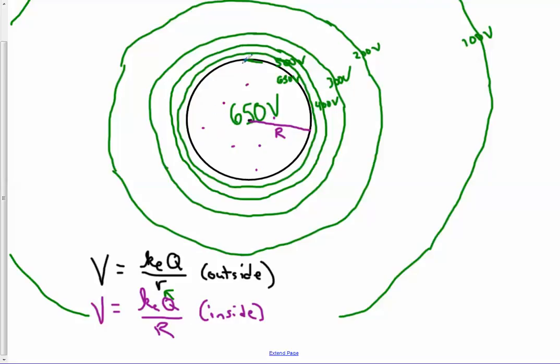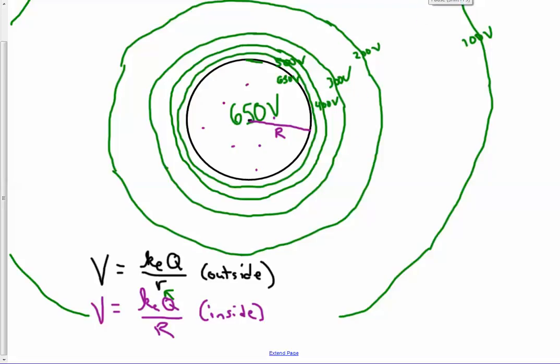And like I said, charged conductors have one potential, one number, and you just say it. This conductor is at 650 volts, and it's the whole thing. Okay.